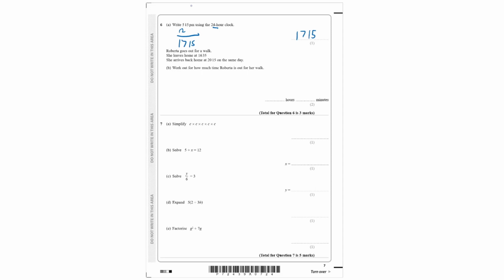Now, in order to find the difference between the time she comes back home and the time she leaves, we have to convert this to minutes. So 1 hour is equivalent to 60 minutes. So we can see here that 16 hours is simply 16 times 60 minutes plus 35. And here she arrives back home at 20 times 60 plus 15.